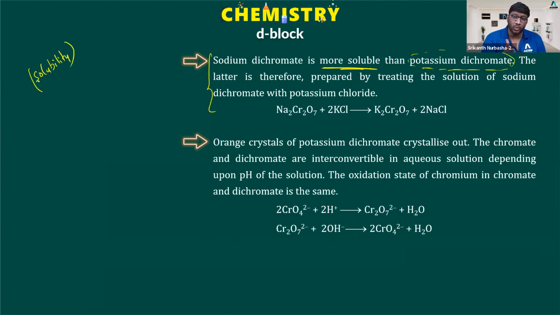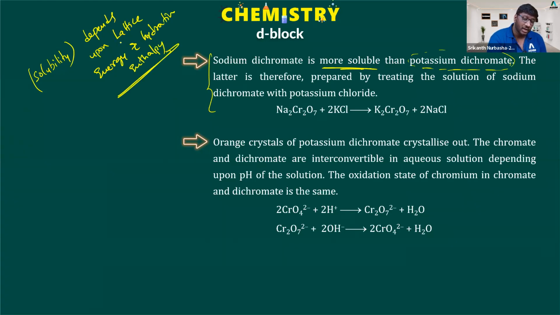Solubility depends upon two quantities. What are those? Lattice energy and hydration enthalpy. So when you look at these entities, the solubility of Na2Cr2O7 is more when compared to potassium dichromate. The solubility is more means it is soluble in that water.